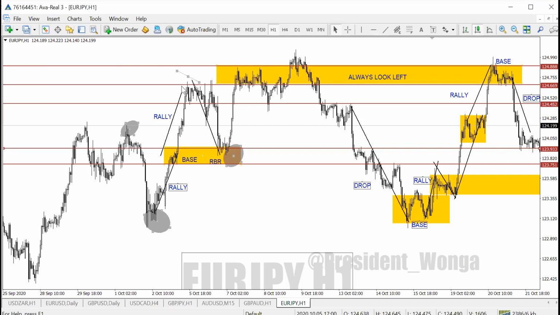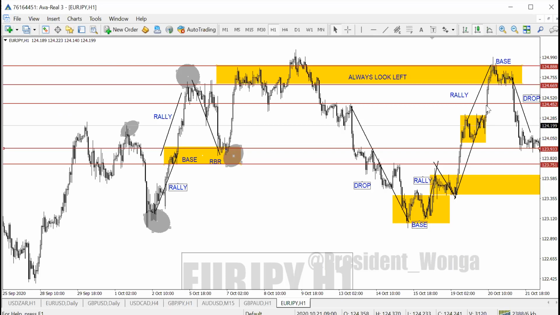But then when it came back here, it broke this level and retested this level on this side. When you look left, you can see this price broke this level, came back here, then the price dropped. So this is some form of a chart pattern, okay? Those are the basic components.